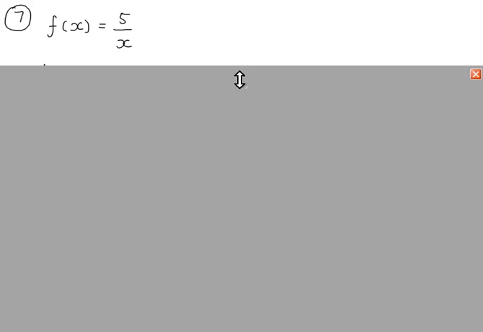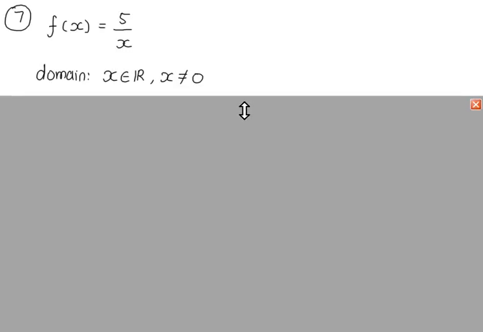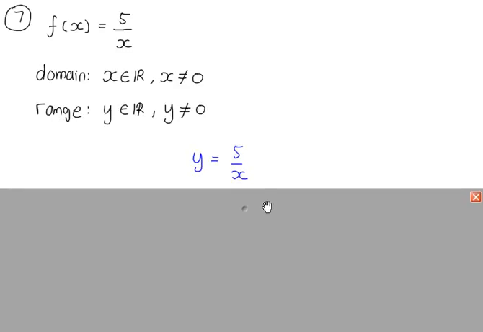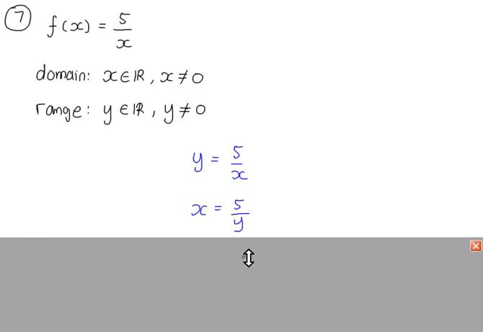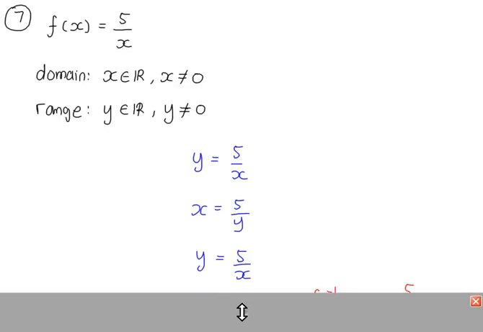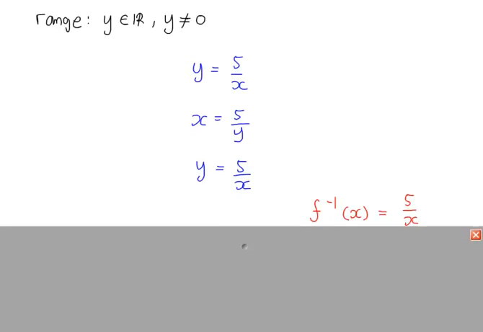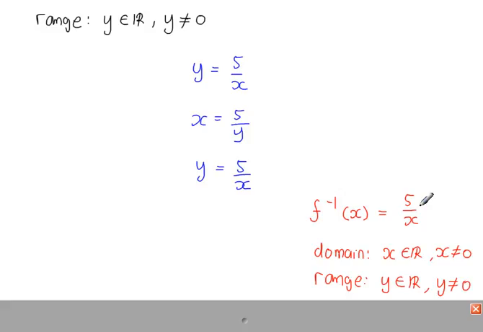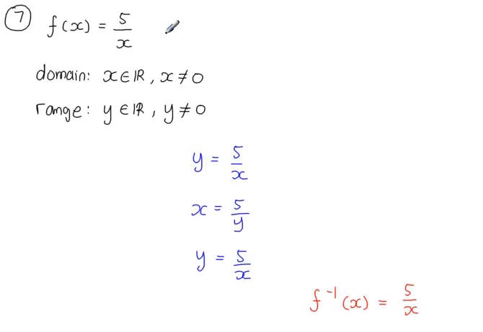Example 7, the domain, the range. So to work out the inverse, swap the x and y over, rearrange to make y the subject, and what you end up with is the same. The inverse function here is the same as the original function. This is called a self-inverse function.